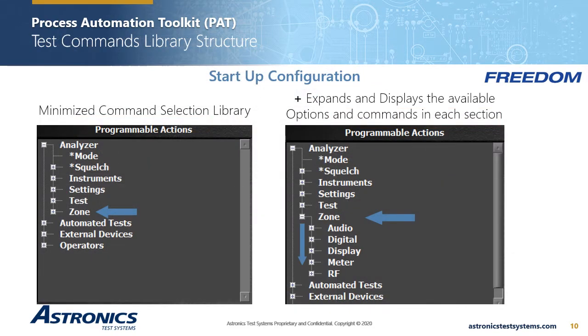Now let's take a look at the PAT library structure. All of the analog and digital R8000 series remote operating commands are in the PAT library. These emulate the keystrokes that you would make in manual mode to make a test. The commands are structured in groups that may be expanded and contracted using the positive and the negative tab.